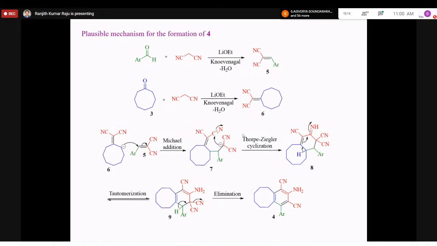And we needed to propose a mechanism, and we thought that initially in the presence of the base, there's a Knoevenagel condensation involving the aldehyde and malononitrile, and simultaneously the ketone and the second mole of malononitrile, giving the 2 Knoevenagel adducts 5 and 6, and then subsequently the Michael addition between these 2 intermediates, and a kind of Thorpe-Ziegler cyclization followed by the elimination, we get the product. So this was the first reaction that we explored in this context.